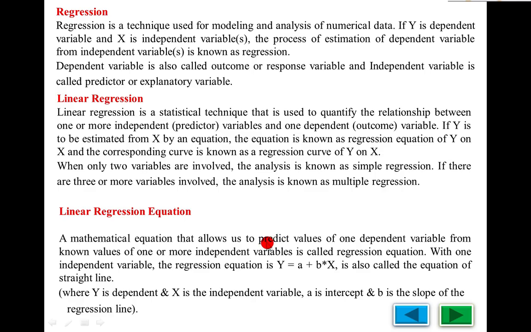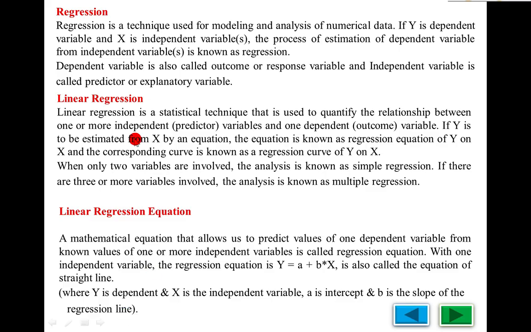This method is called the regression equation, whether you use one or more independent variables. But if you have one independent variable, it is also called the equation of straight line, linear regression equation. Here y is the dependent variable, x is the independent variable, a is the intercept. You have used this equation of straight line many times in mathematics. a is the intercept, b is the slope of the regression line.